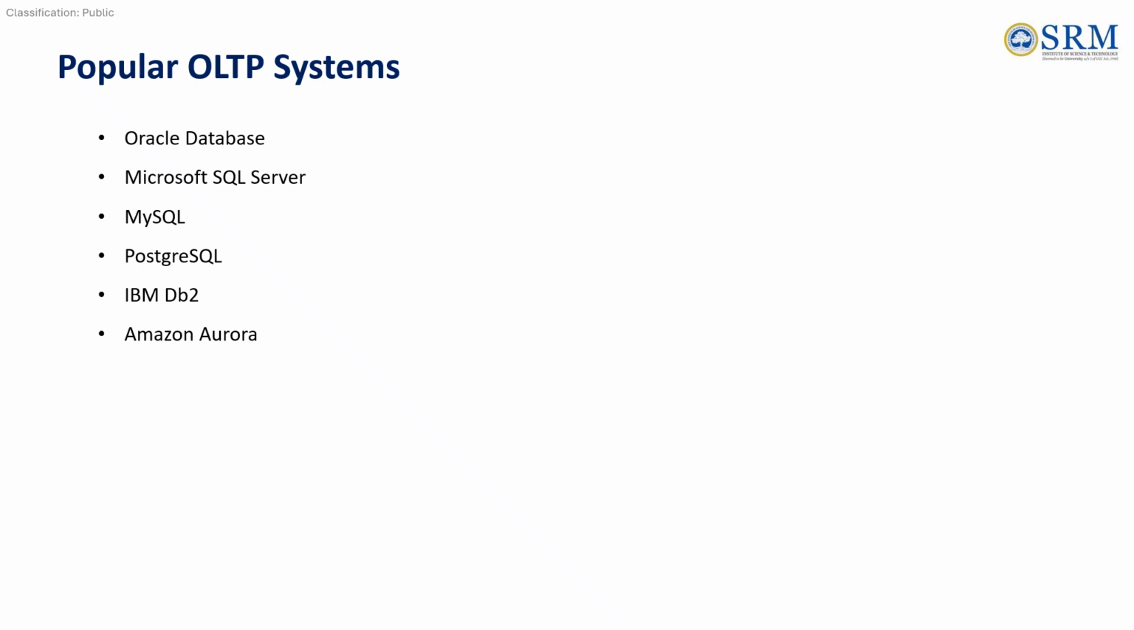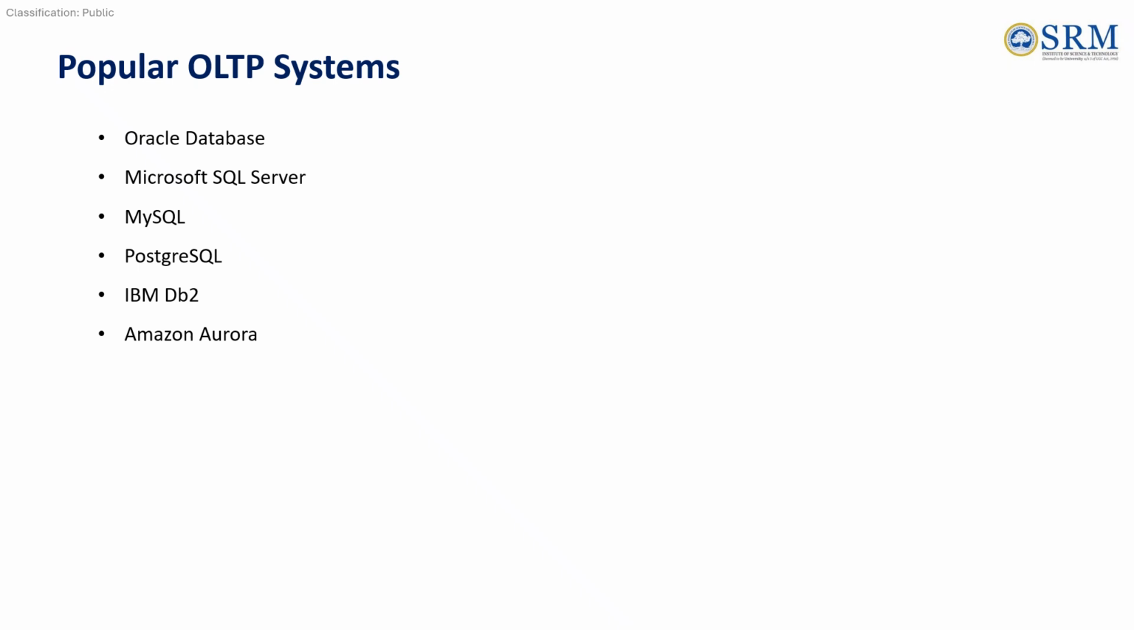Now let us look at some widely used OLTP database systems. One of the most popular systems is Oracle Database. It is widely used in enterprise applications because of its reliability, security, and high transaction processing capability. Another commonly used system is Microsoft SQL Server developed by Microsoft. It is popular in business and enterprise environments for managing transactional databases.